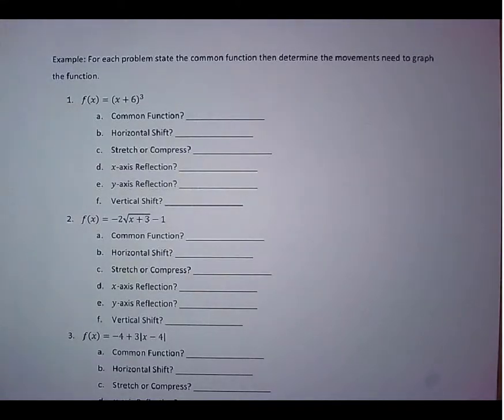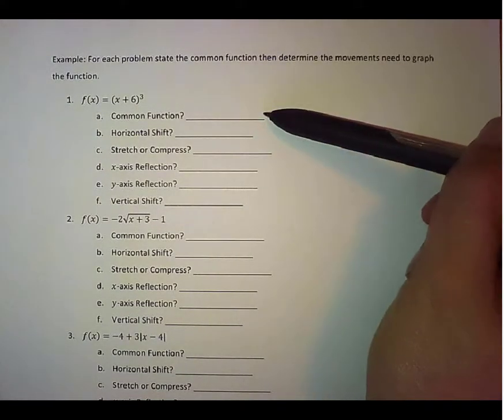Okay, so for our next examples, all we're going to do is decide what movements the graph does. I'm going to let you actually do those movements for the graph in your college algebra class. I just want to, again, get you comfortable with it. So we're going to do a couple different things. We're going to name the common function.